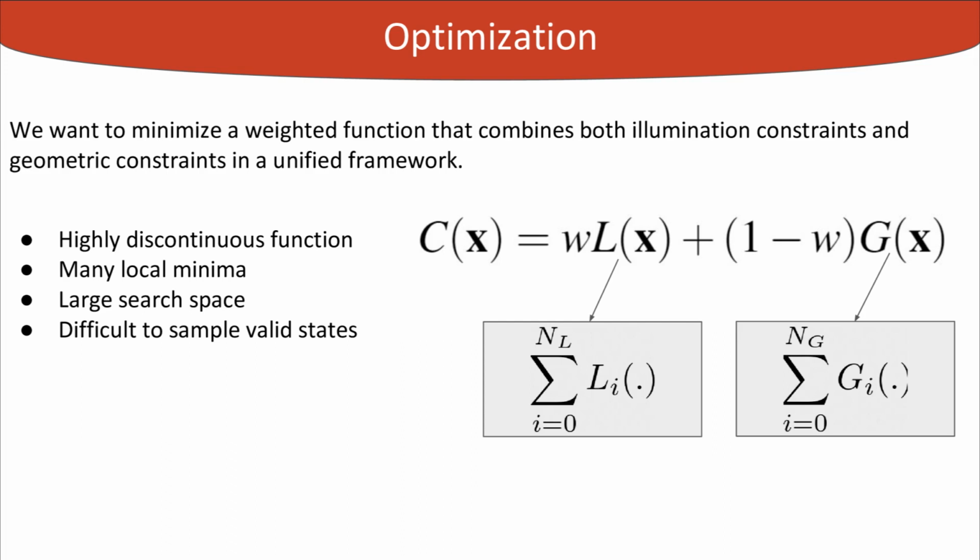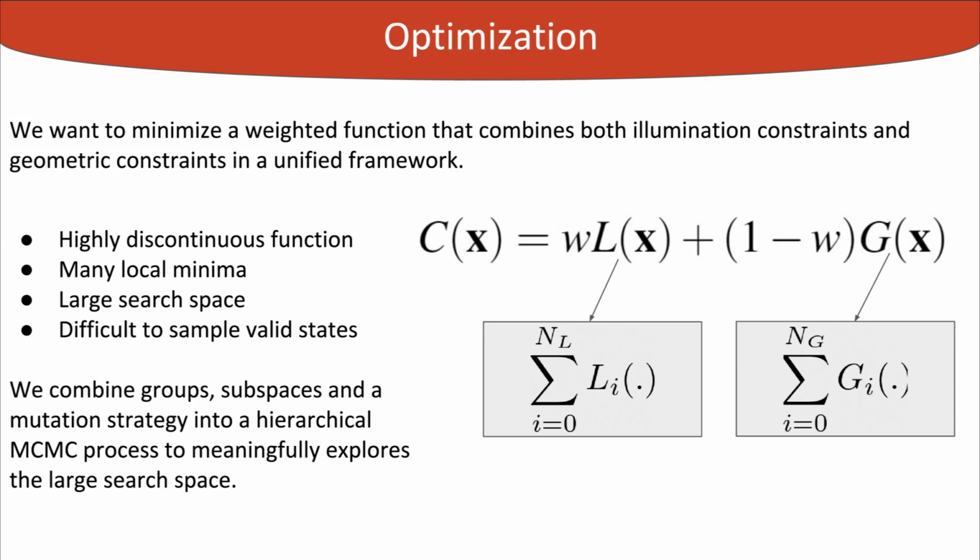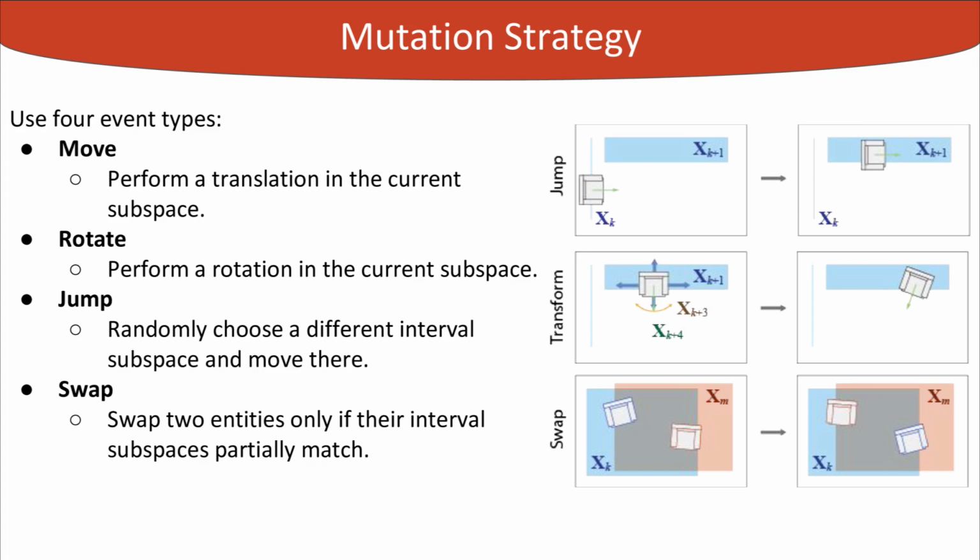The discussed formulation of both geometric and lighting constraints allowed us to combine them in a cost minimization framework with the following cost function. This is a very hard function to optimize. It is characterized by discontinuities, many local minima, a large search space, and the difficulty to sample valid states. We combine groups, subspace intervals, and a mutation strategy into a hierarchical Markov chain Monte Carlo process to meaningfully explore the large search space. Our mutation step uses one of four actions at random.